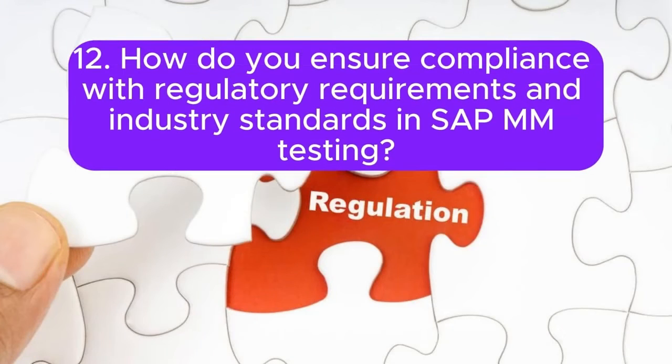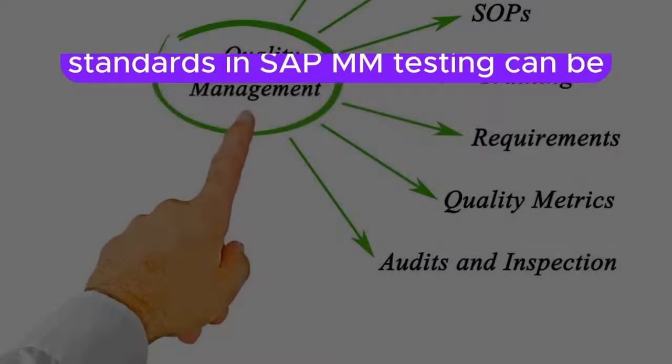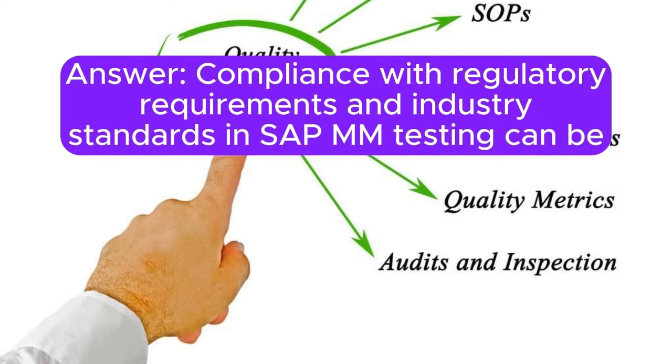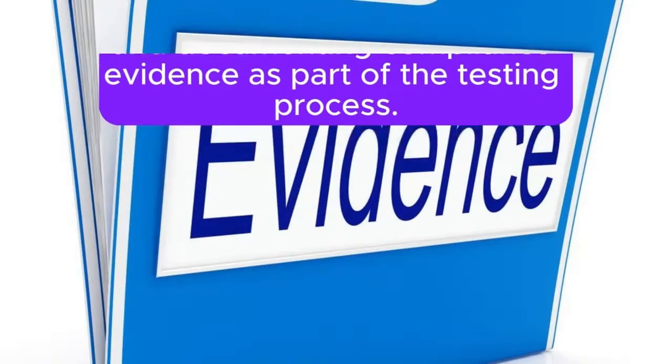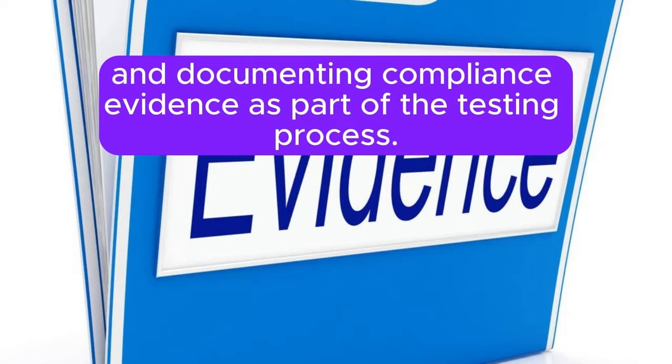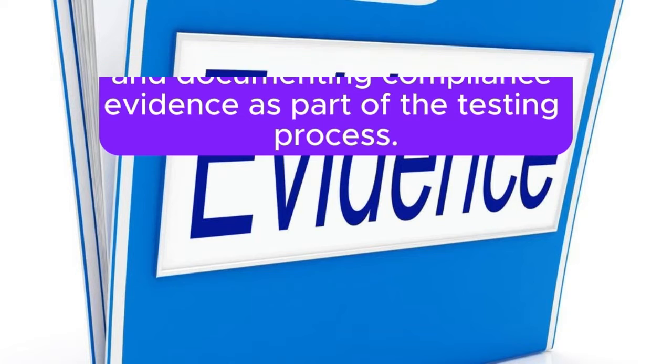12. How do you ensure compliance with regulatory requirements and industry standards in SAP testing? Answer: Compliance with regulatory requirements and industry standards in SAP testing can be ensured by mapping test cases to relevant regulations and standards, conducting compliance testing, and documenting compliance evidence as part of the testing process.